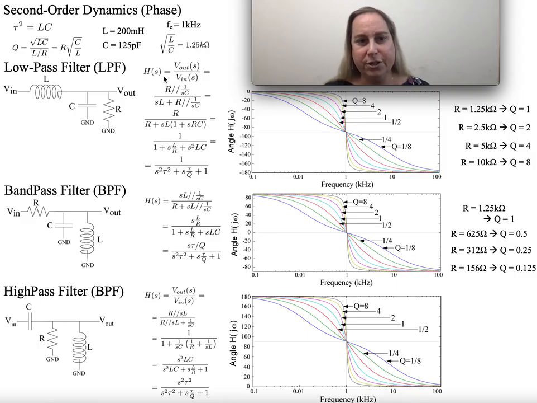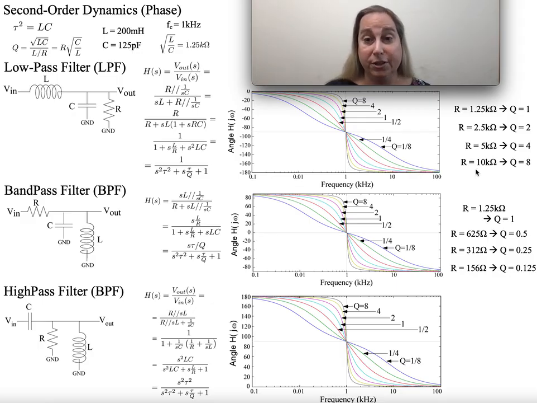And so what's interesting is that Q is going to be R divided by this quantity. So I'm going to be looking at different values as I build up for this. If I wanted a Q of 1, I would have a resistor that's 1.25 K. If I wanted to have a Q that was say 1/8 or 0.125, it would be about 156 ohms.